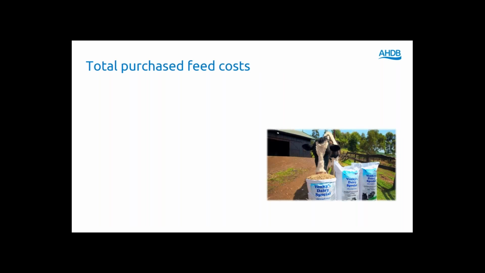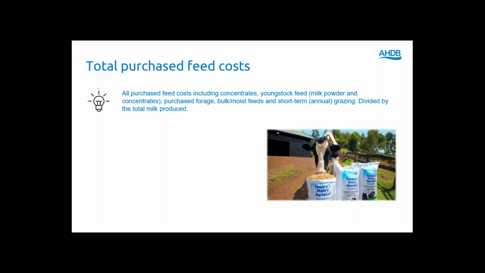Right. Let's have a look at total purchase feed costs next then. So the definition of that is all purchase feed costs, and that's concentrates, young stock feed, and I'll include milk powder as well for calves. Purchase forage, bulk feeds, and short-term grazing, and short-term will be defined as anything less than 12 months. And then all that's divided by the total milk produced to get a pence per litre cost.